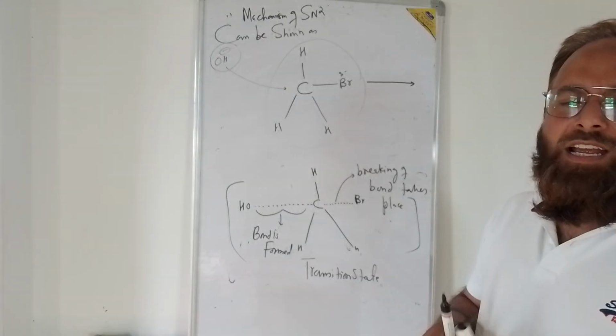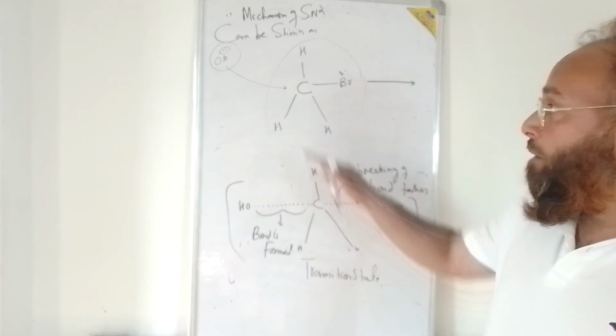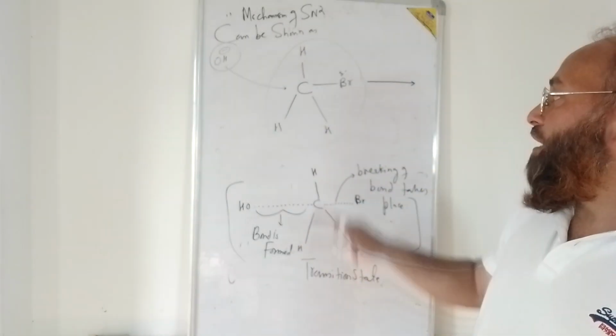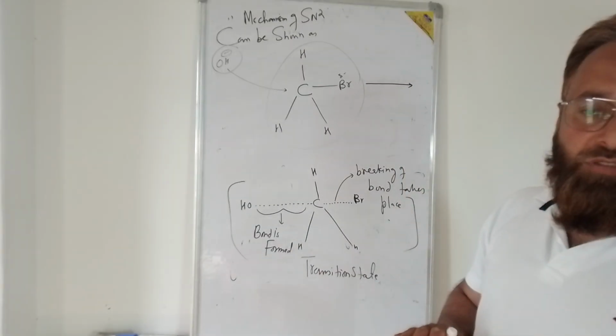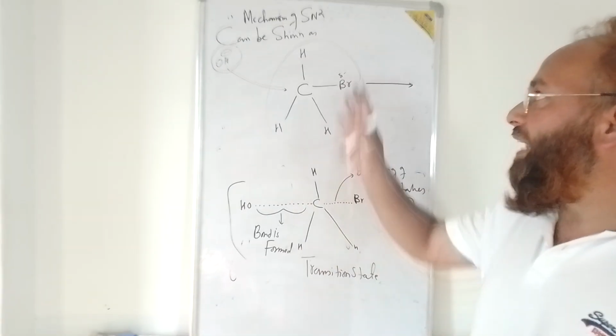Br removes then, and product is formed. But this sort of transition state is formed. Backside attack takes place through OH on carbon, and the front side Br removes. After that, product is formed. This sort of transition takes place in SN2.